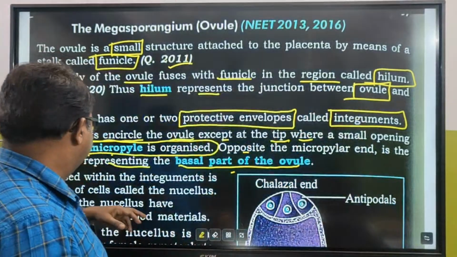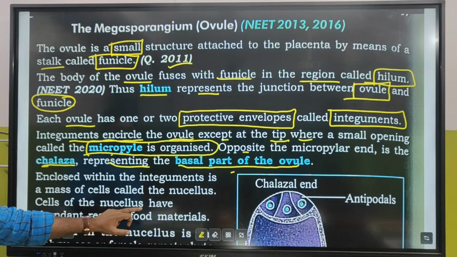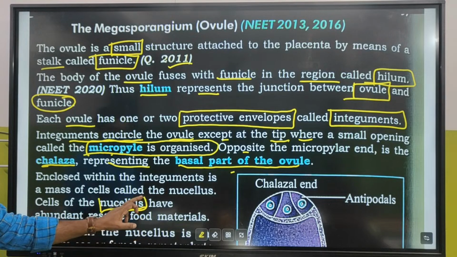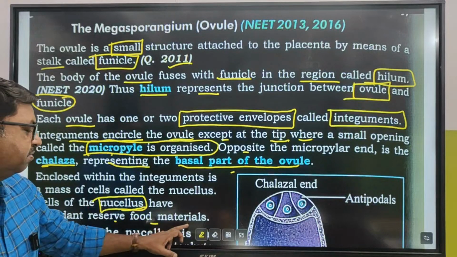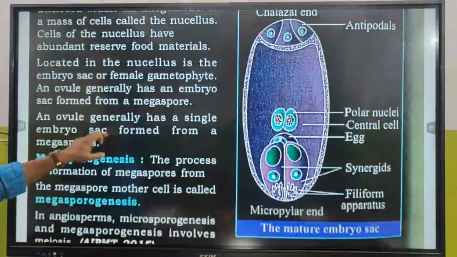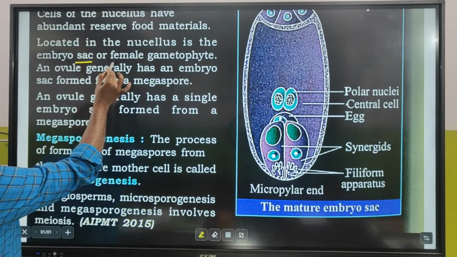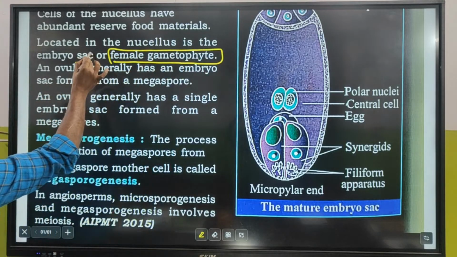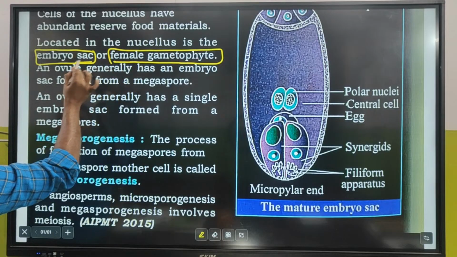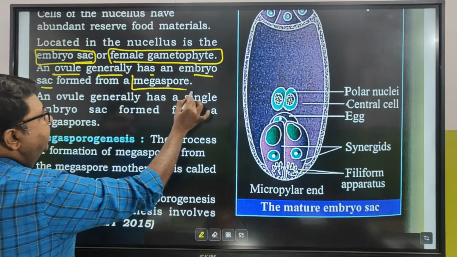Enclosed within the integuments is a mass of cells called the nucellus. Nucellus is very important. Its cells have abundant reserve food materials, and with the help of these food materials, they can provide nourishment. Located in the nucellus is the embryo sac or female gametophyte. See, what is the other term for embryo sac? Female gametophyte.